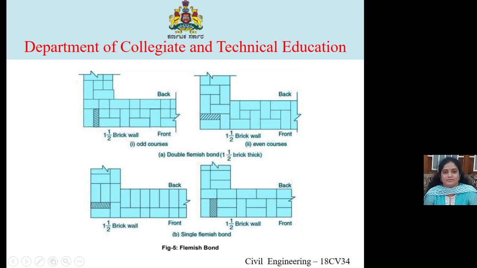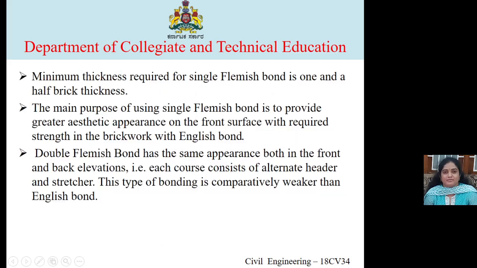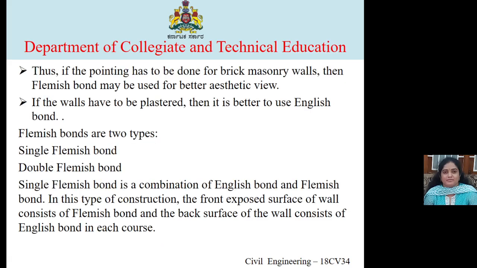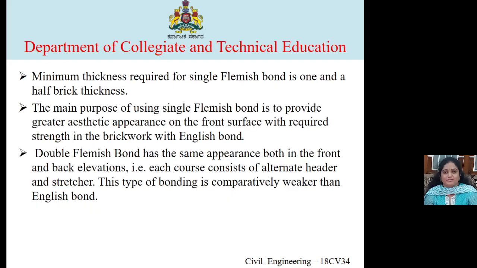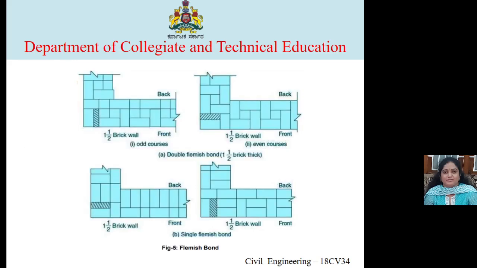Again, the thickness is the same. The arrangement is different. See here, something like this. So that's what it says: single Flemish bond is a combination of English bond and Flemish bond. In this type of construction, the front exposed surface of the wall consists of Flemish bond and the back surface of the wall consists of English bond. The minimum thickness required for the single Flemish bond is 1.5 brick thickness. See, 1.5 brick thickness. Here you can see.